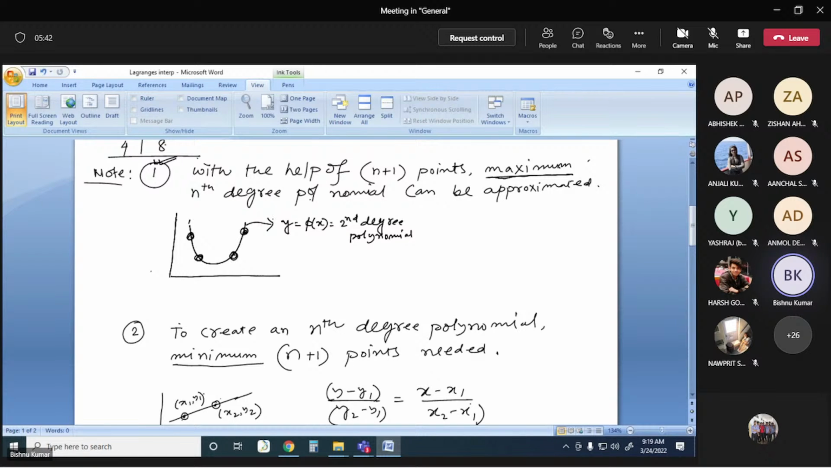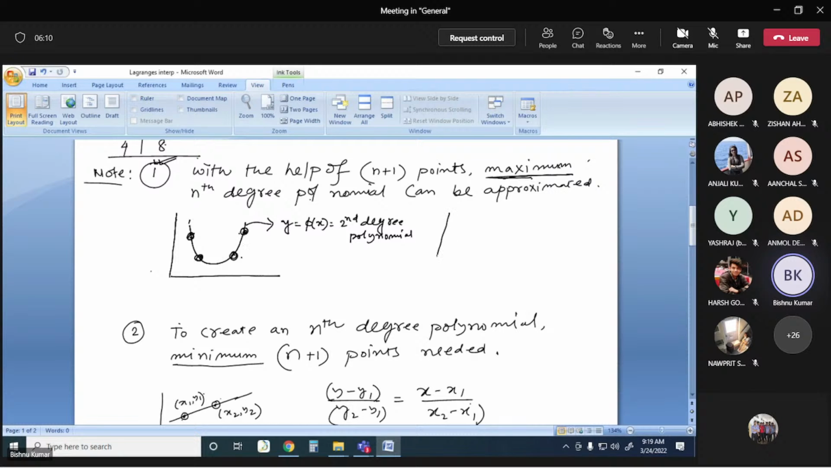Okay. So if in joining the points some curve you are getting, and in that some points coincide, then your degree will be reduced. But the maximum possibility is that with the help of n plus 1 points, you can create an nth degree polynomial. Meaning with the help of 4 points, the maximum possibility is that you may be able to create a third degree polynomial.